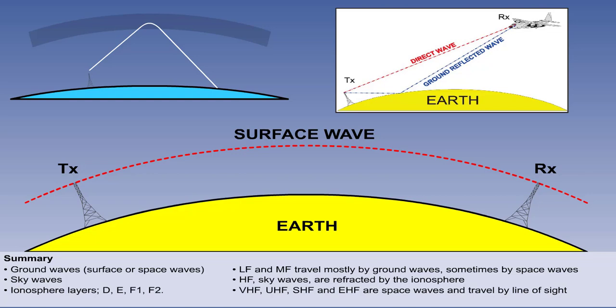Long and medium waves are ground waves, but they can transmit further at night as sky waves. High-frequency waves are sky waves, and they are refracted by the ionosphere. And VHF and higher frequency waves are transmitted by line of sight.